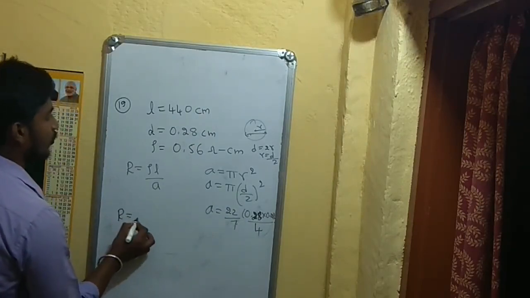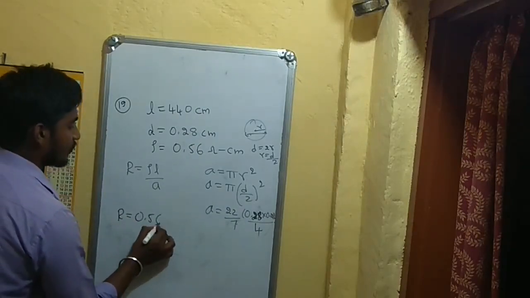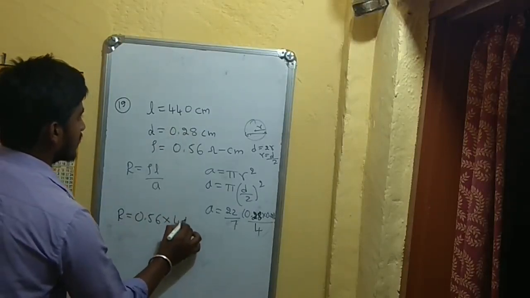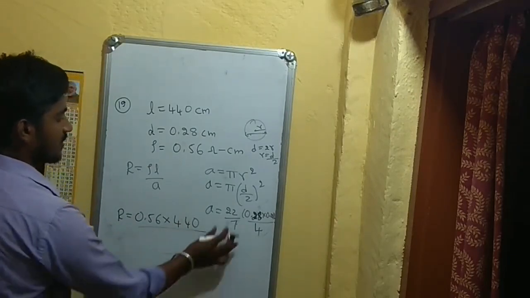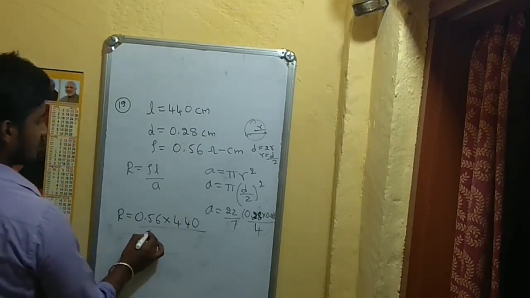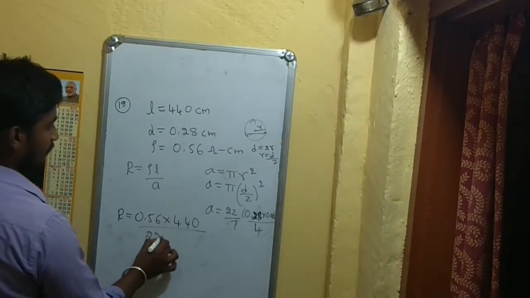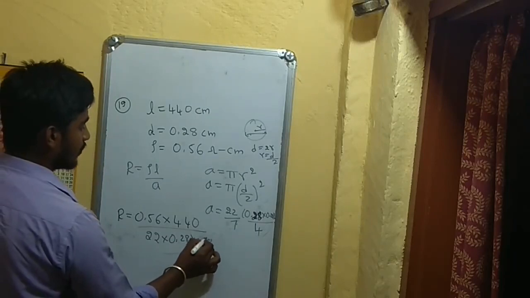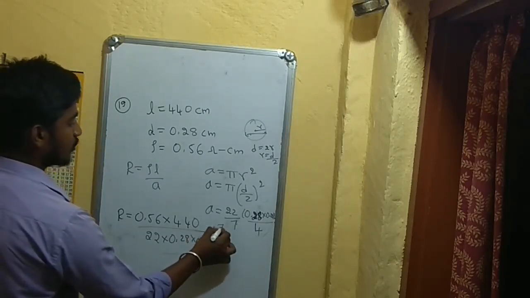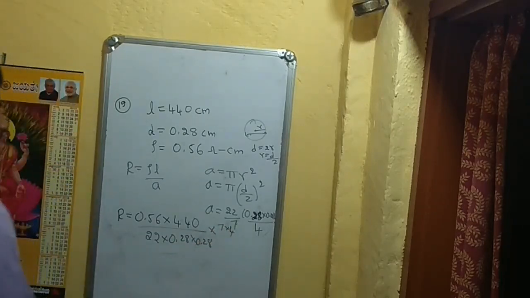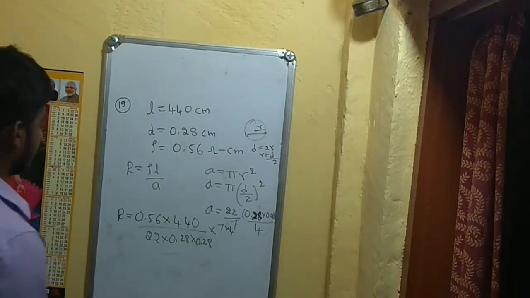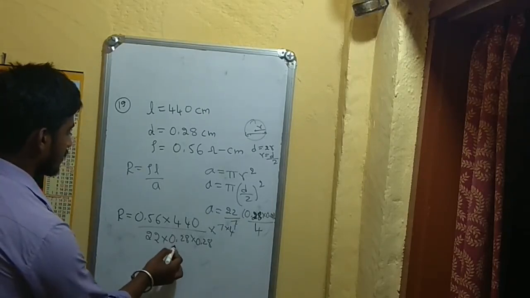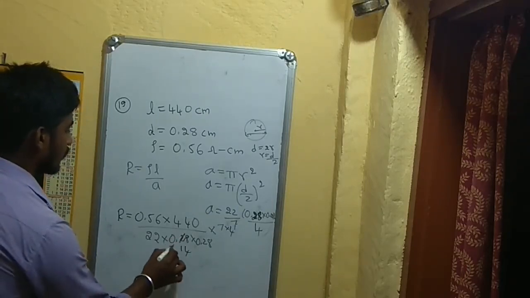Substitute here. R is equal to rho, which will be 0.56, length will be 440. Then here it will be 22 into 0.28 into 0.28, and this will go to the numerator.